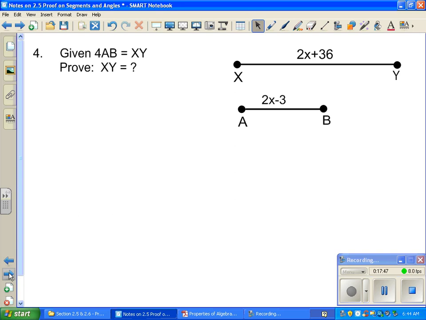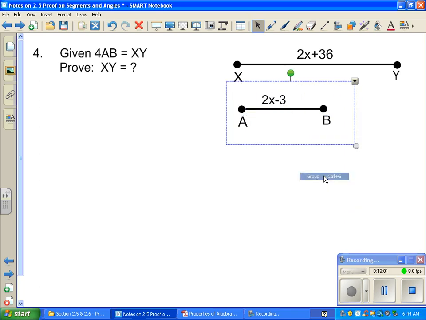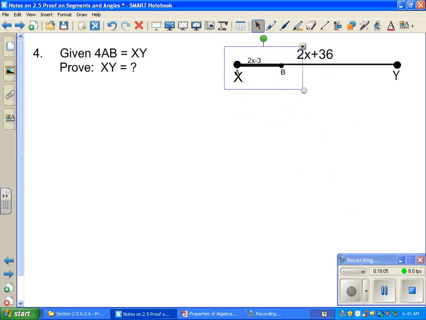And in this particular problem, 4AB means that the length of AB should fit on there 4 times. So obviously my picture is not drawn to scale. Let me kind of make that a little bit more drawn to scale. So what they're saying is I could put 4 of these across here. Does that make sense? Well, let's see.